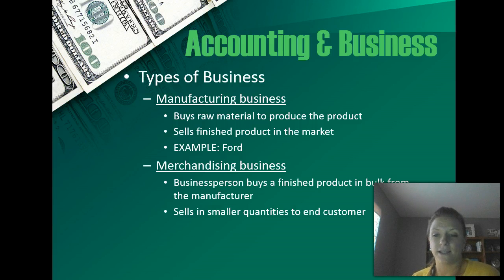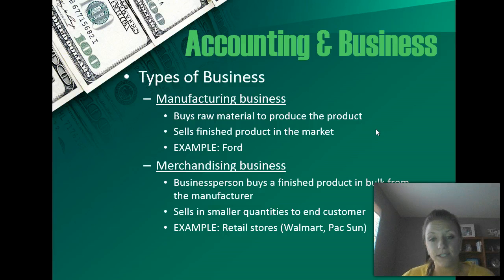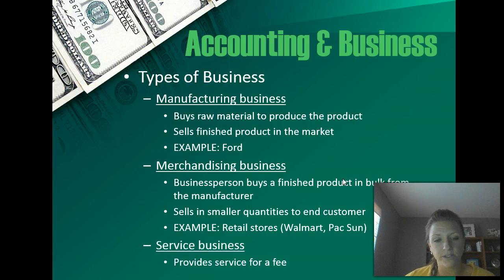And I also think of Walmart, which buys things in bulk from its suppliers and then sells them in smaller quantities to the end consumer, which is you and me. So an example would be retail stores, Walmart, PacSun. Again, those are businesses that buy things from the manufacturer in bulk and then sell them in smaller quantities to the end consumer. Then we also have what are called service businesses.